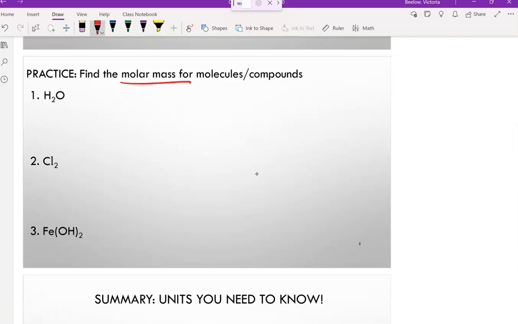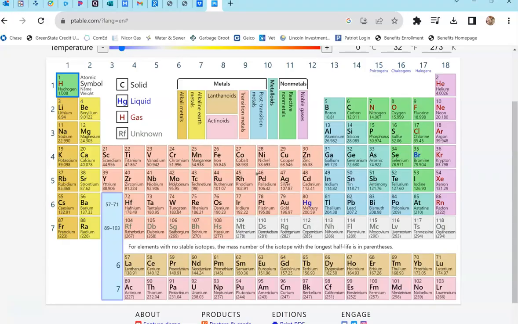Now, just to clarify, molar mass says you have a certain amount of grams per 1 mole. Another way to say the same thing is you have a certain amount of grams is equal to 1 mole. And that is unique for every element on the periodic table, or compound or molecule, depending on what you're putting together.